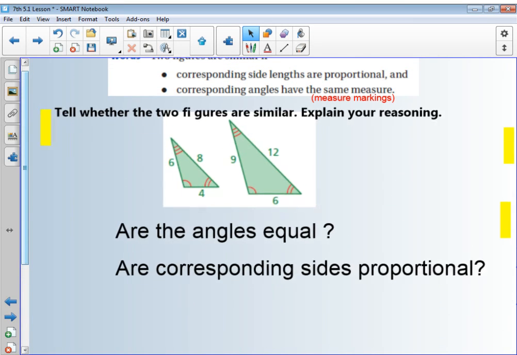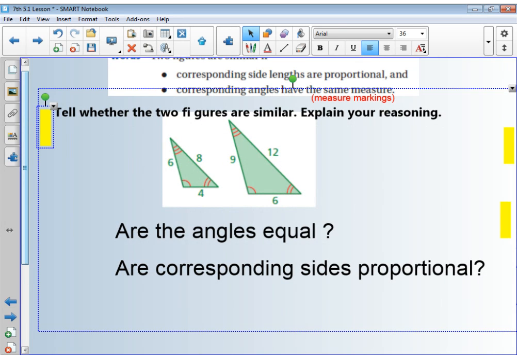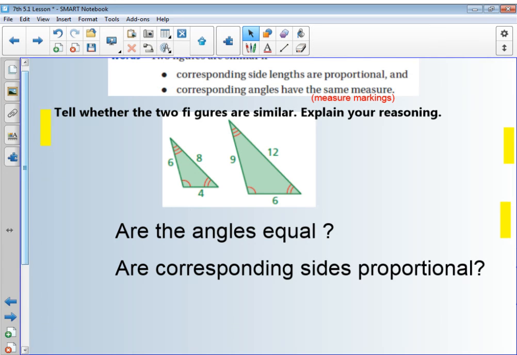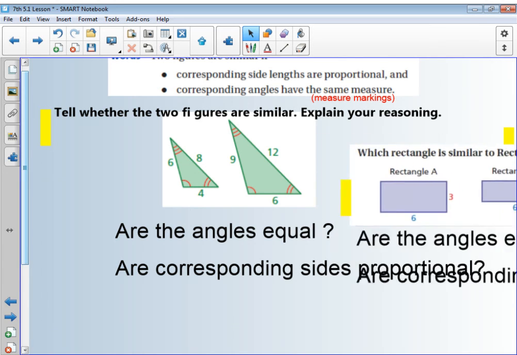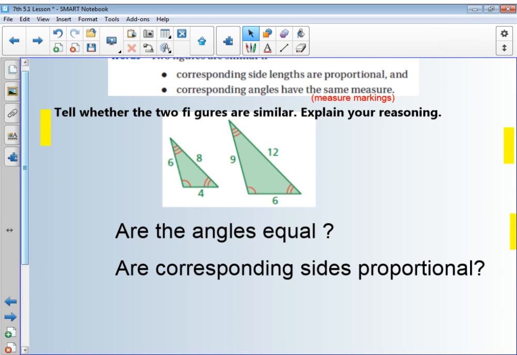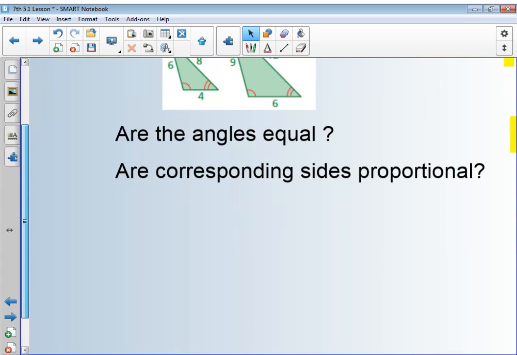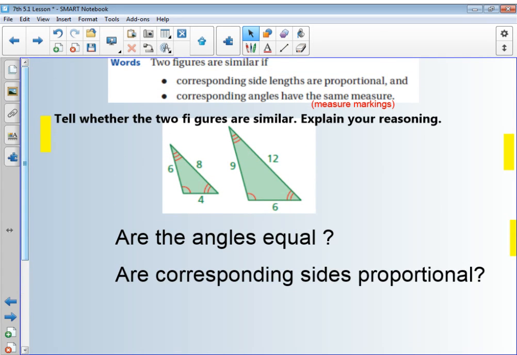Okay. So let's try. Is that the one I just did? No, I accidentally pulled the wrong one back out.